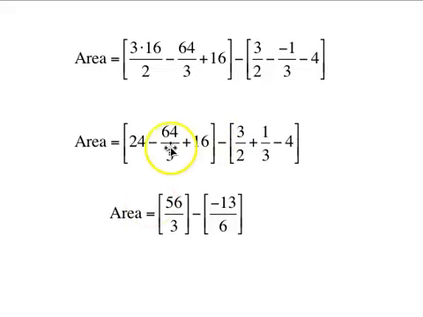But this first sum is 56/3. The second one is -13/6. 56/3 minus -13/6 gives us an answer of 125/6.